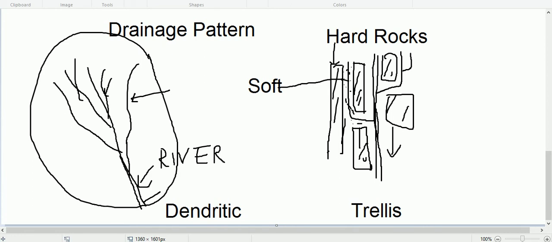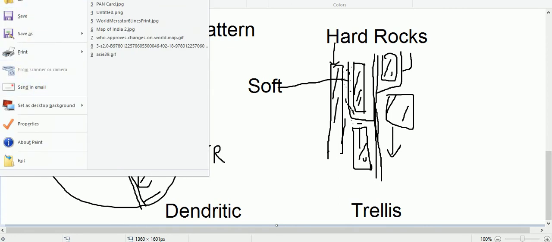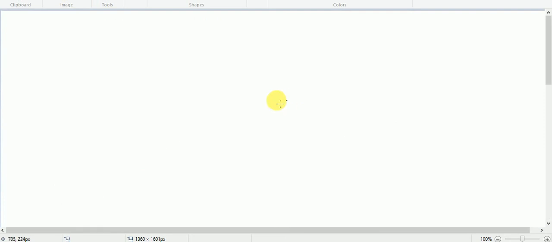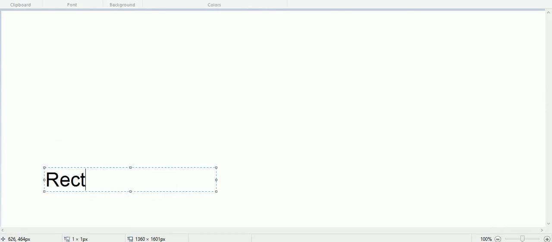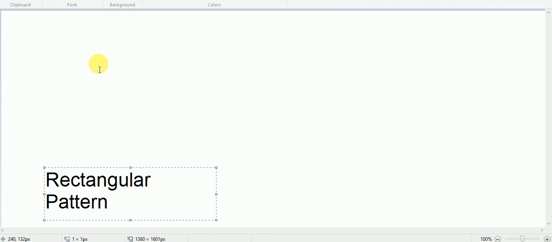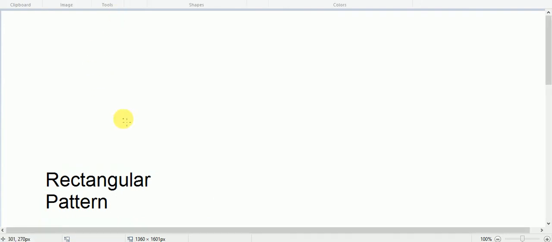Then we have another pattern, known as the rectangular pattern. Here in this case, it is just like the trellis pattern. In this case also, see, this is the main river, and the tributaries are joining at right angles like this.